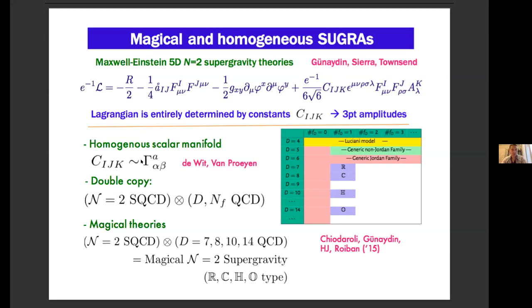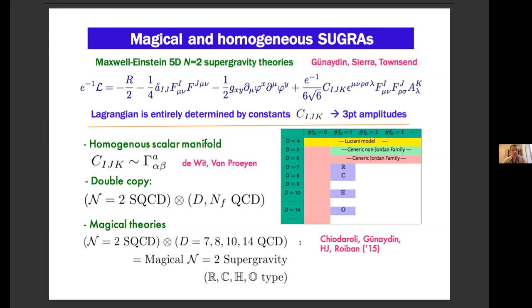And this is just going to be the Yukawa couplings in the gauge theory. And then we can get the whole slew of interesting theories. So some of the theories I already showed you, the Luciani model, generic non-Jordan family, generic Jordan family. But we also get this magical series, of which there are only four of them. That is magical N=2 supergravity. There's a real one, a complex one, a quaternionic one, and an octonionic one.